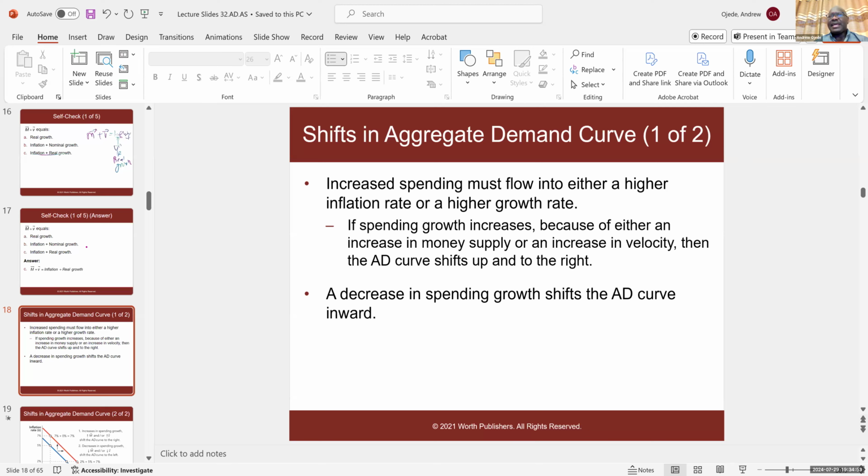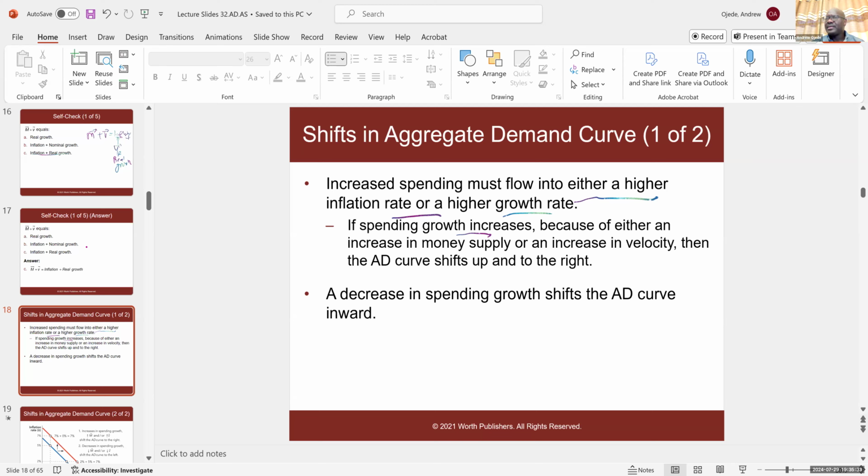So let's talk about shifting the aggregate demand curve. Okay. So an increase in spending must flow into either a higher inflation rate or a higher growth rate. If the spending growth rate increases, okay, because of either an increase. Now you ask me what will trigger Americans to spend more money? We spend more money when we have more money. You know what I mean? And when the Federal Reserve increases the money supply, that's going to make it easier for Americans to acquire that money. What do you think is going to happen? That's going to trigger more spending in the economy.